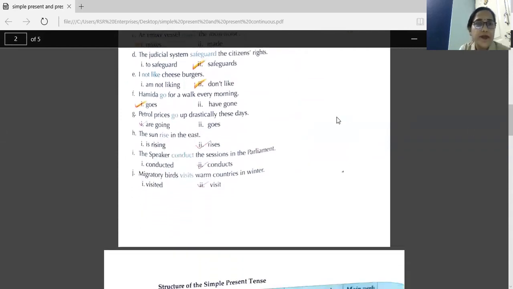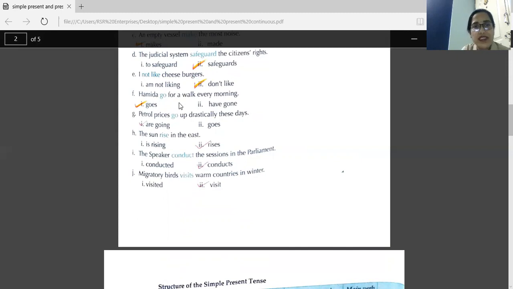Now, next one. I not like cheeseburgers. So this is wrong. Correct is I don't like cheeseburgers. So it's related with likes and dislikes. Hamida go for a walk every morning. Hamida is singular subject. So go is wrong. You have to use goes. And this is habitual action.